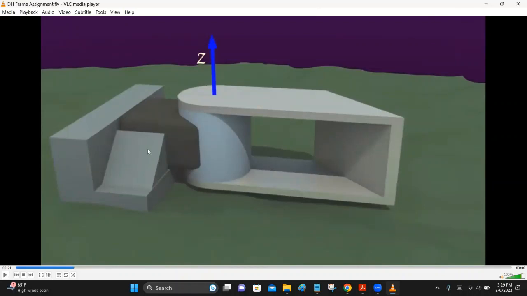Now you can see over here, on the left is the base. You have to assign a coordinate frame for the base also, and it is fixed. And then this is link 1, and in between you have the axis. This is the first joint axis.